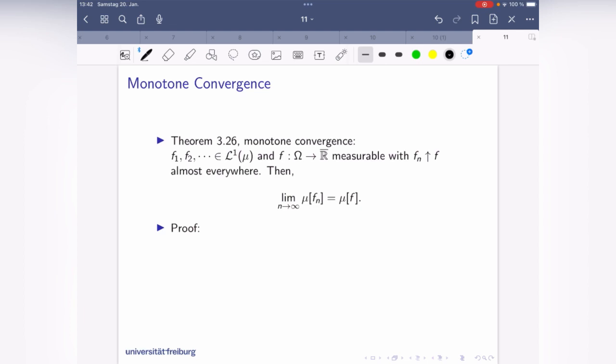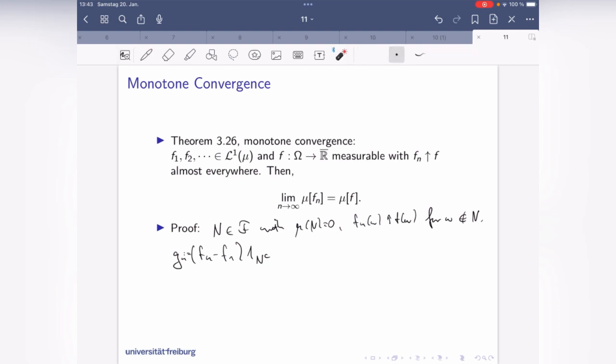So let n be in F and a null set, mu of n equals 0, and fn of omega is increasing to f of omega for omega not in n. So that's the almost everywhere convergence part. And then I can define Gn, which is Fn minus F1, times the indicator of the complement of n.